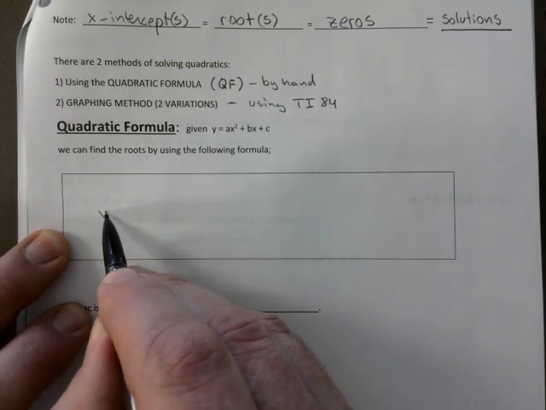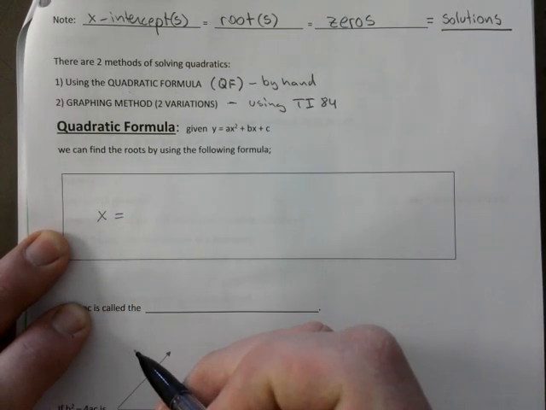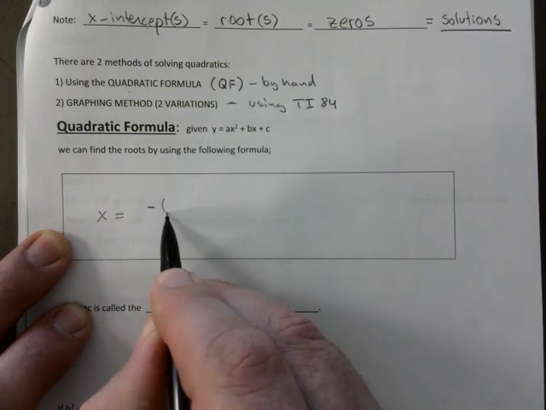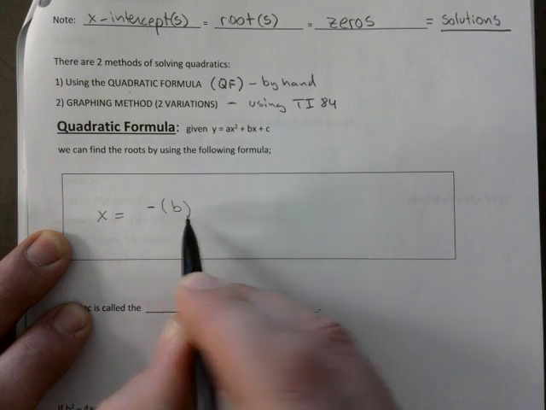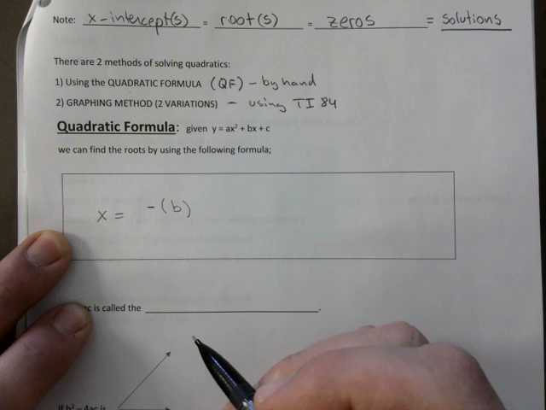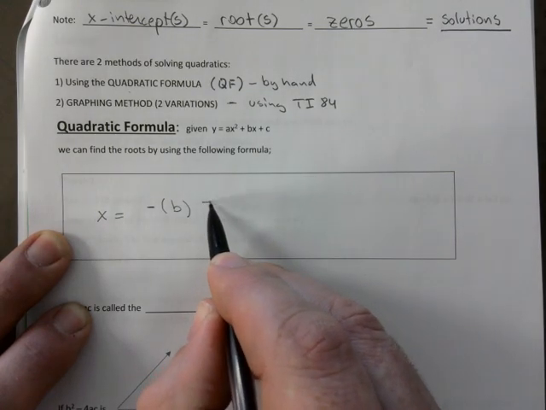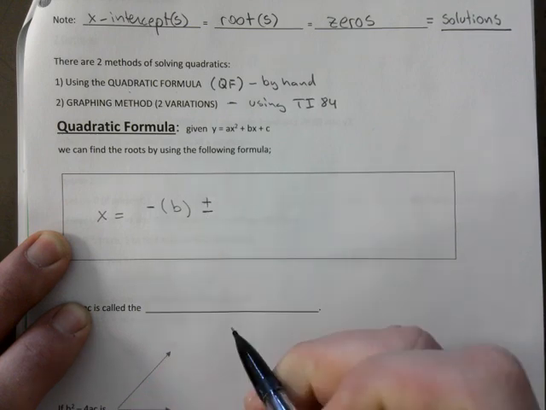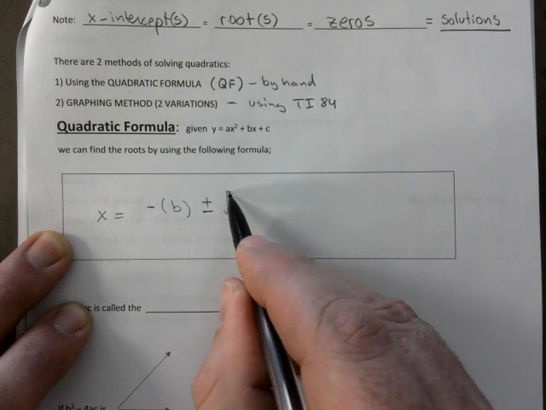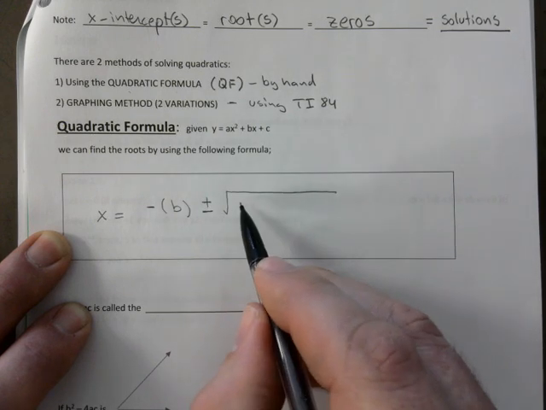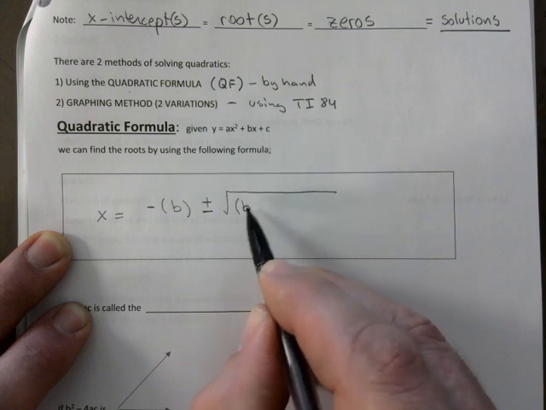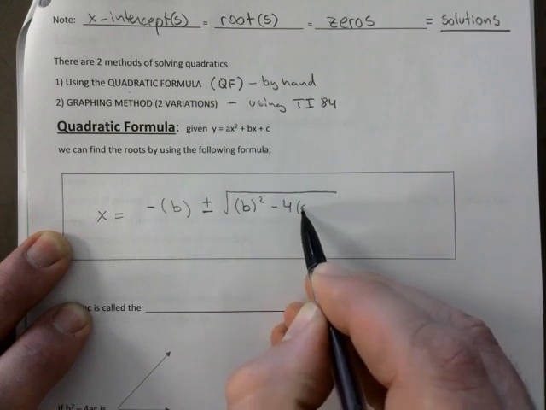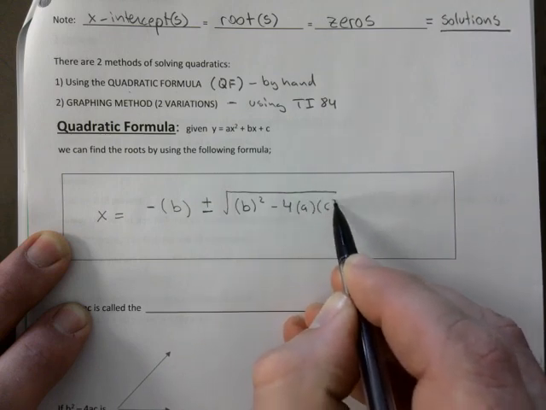So we're going to go x is equal to, minus whatever b is. I'll explain this a little later. Plus or minus. Make sure you have a plus and a minus stacked like that. Square root of, it's a longer root there, b squared minus 4 times a times c.